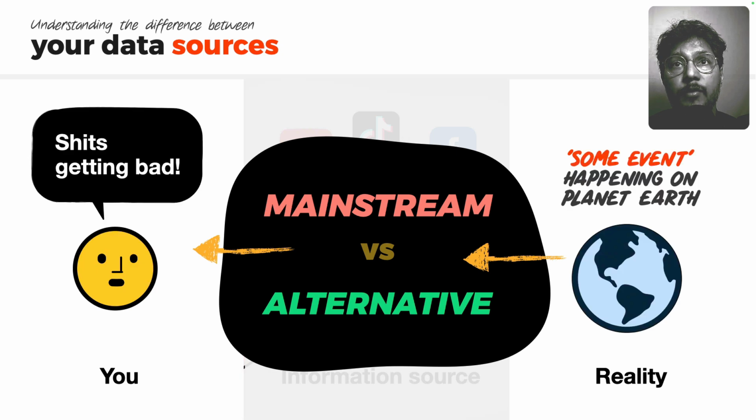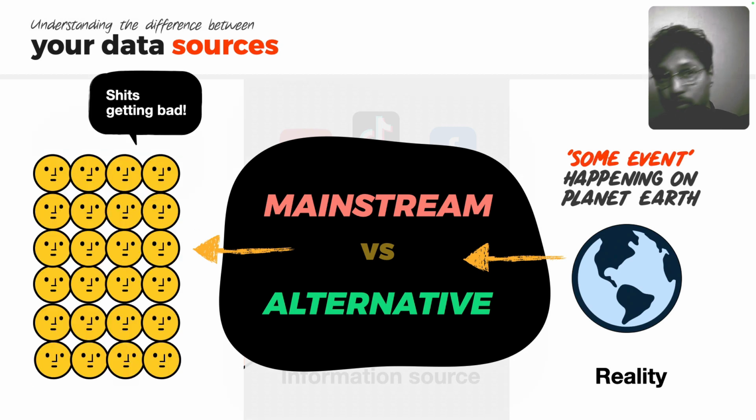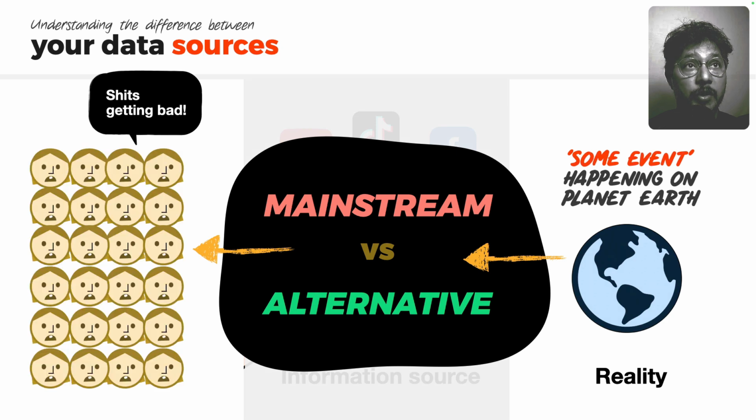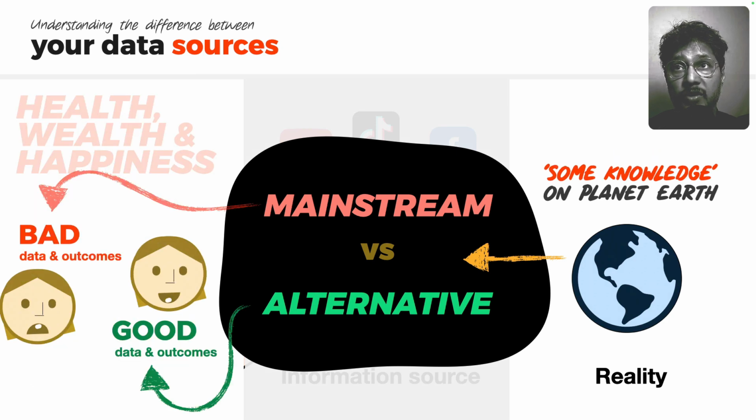So again, going back, you might think, mainstream versus alternative, some event happening on the planet, and your goal. Again, I said some event, but you want information from the society. That's society. Actually, I should put society over there. You might get some good and bad information, and it affects you really from whatever those sources may be.